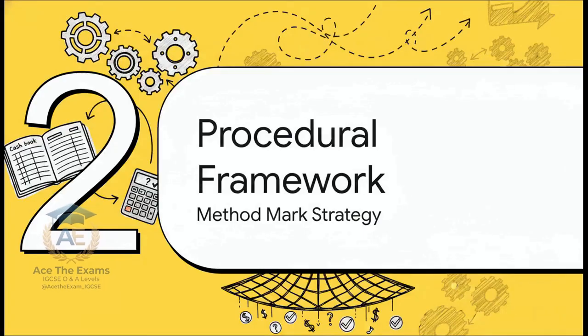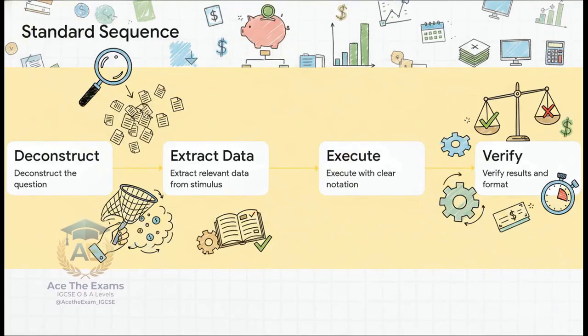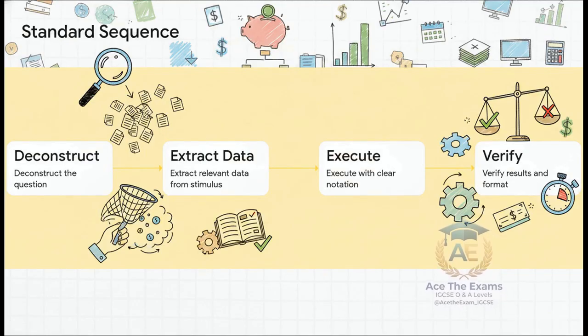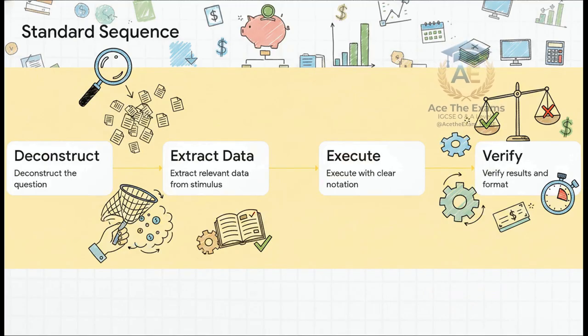Moving right along to Section 2, the procedural framework, or what I like to call the method mark strategy. Listen, method marks are your absolute safety net. Even if a number gets transposed somewhere and your final balance is slightly off, having a rigorous procedural framework guarantees you salvage the majority of the points just for your working. The most common panic response in the exam hall is just lumping all the data together and randomly adding or subtracting. You can't do that.